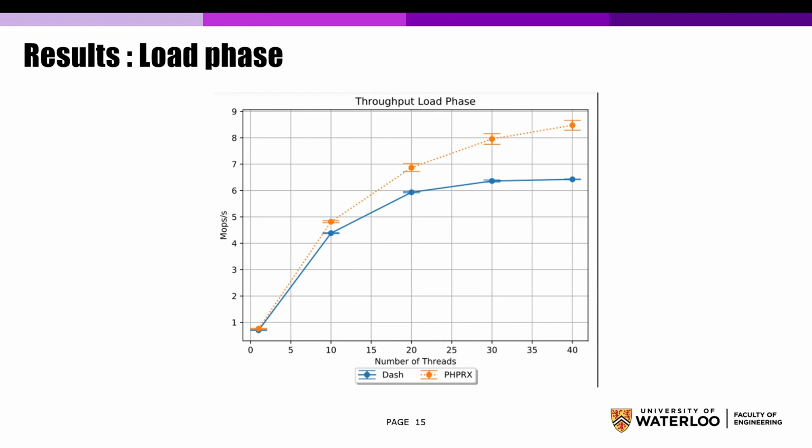Finally, we have here the results of the load phase. The main advantage we have during the load phase, in contrast with Dash, is the low initialization time, which is around 3 milliseconds. PHPRX only needs to create a 512 megabyte memory map file upon its first initialization, and then this file is resized dynamically as needed during runtime.